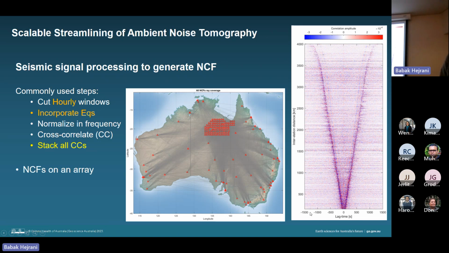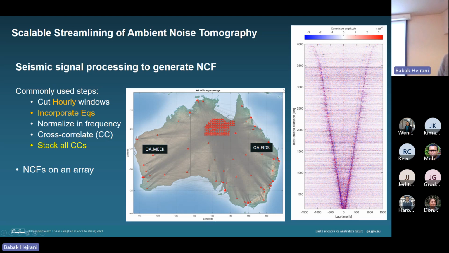Here I'm showing you the time axis, and the vertical axis is the interstation distance. So closer stations are down here, and the further stations are up there. And you can clearly see that surface wave arrivals become later as the interstation distance increases. Okay, but how do we use this data to image the Earth structure? That's the question that I'd like to answer next.